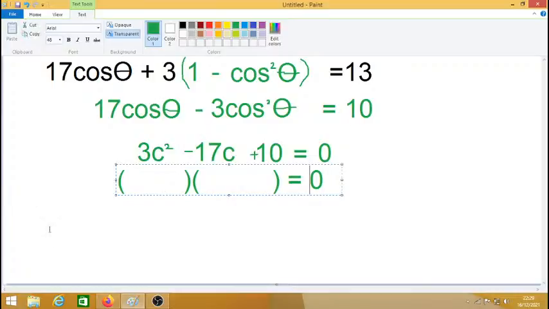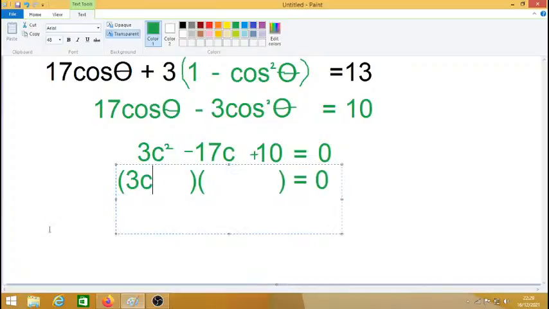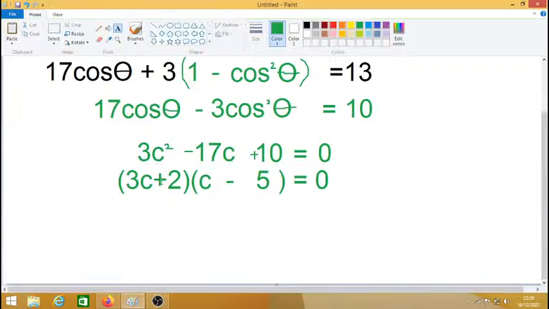So let me just try 3 and 5, 3c and c and 5, and let's go with plus 2 and minus 5. So I've just factorized it. Hopefully that will work. Let me just double check. That's 3c squared minus 15c plus 2c, isn't what I want, and minus 5. So let's change that plus 2 to a minus 2, and that should work now.